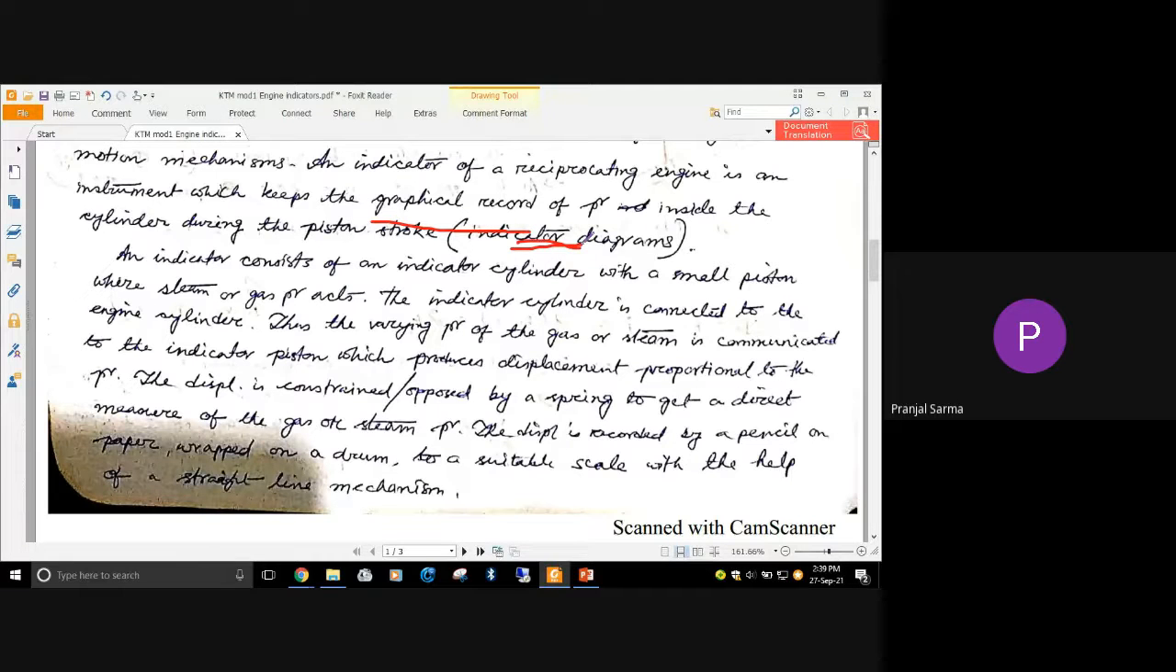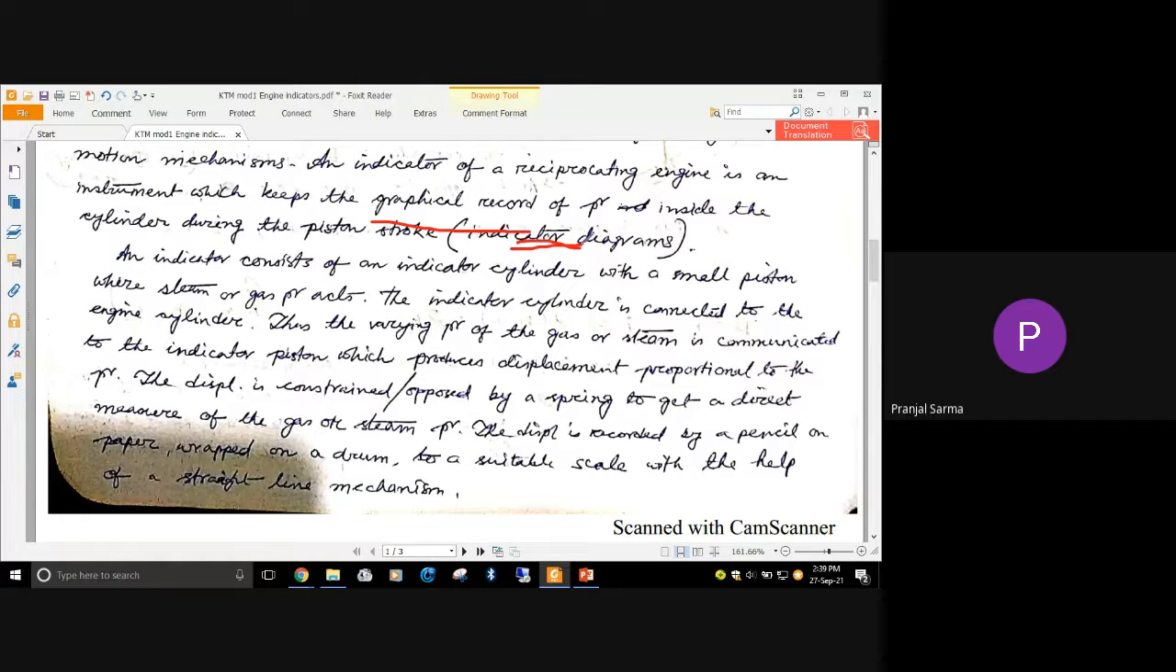And the indicator selector is a smaller one, with a small piston. The steam or gas pressure is what you actually need to monitor, it is going to act. And this indicator selector is connected to the engine main cylinder. So now what happens as it is connected to the main cylinder?